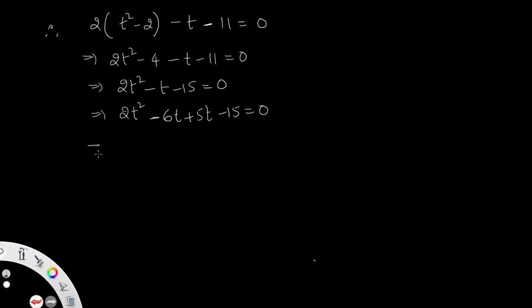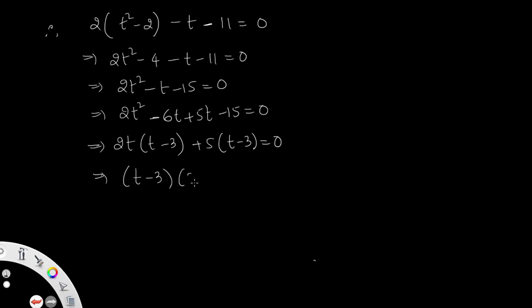From this, 2t is common, that is t minus 3, plus 5 as common, then t minus 3 equal to 0. So that is t minus 3 into 2t plus 5 equal to 0. Then t equal to 3 or t equal to minus 5 by 2. By taking two cases you can get the roots, as the problem is not completed yet. We got two cases.